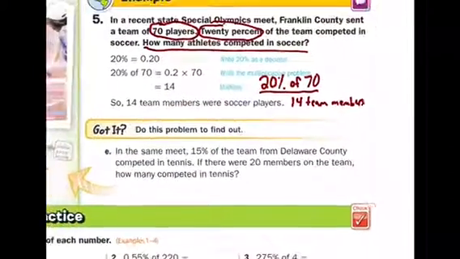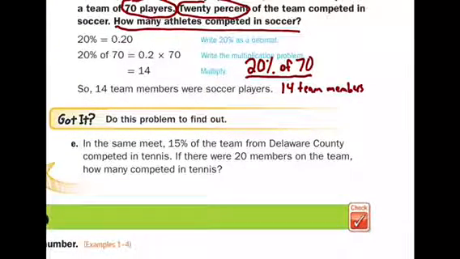All right, now, problem E. You're going to be doing this one on your own. So we'll read it, and then we'll have you pause it and do it. So it says, in the same meet, 15% of the team from Delaware County competed in tennis. If there were 20 members on the team, how many competed in tennis? All right, so pause the video, take a minute to work on this one, restart it when you're done. Don't forget, I want to see your math problem like I have here written down. Go.